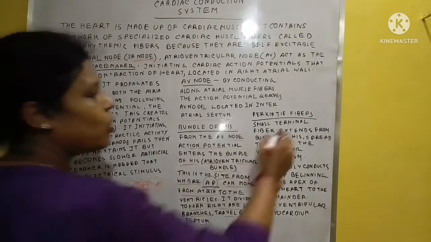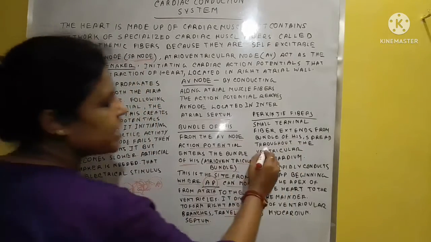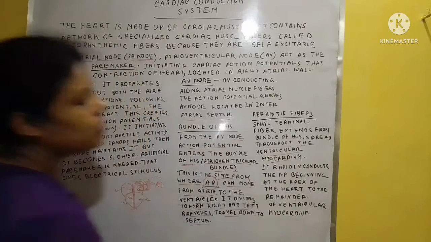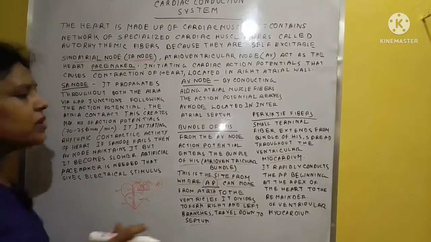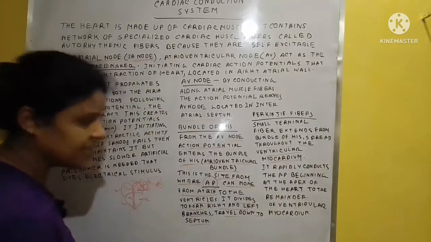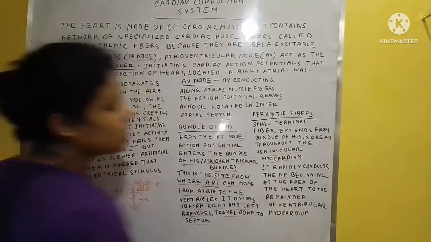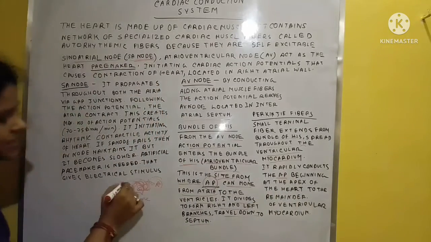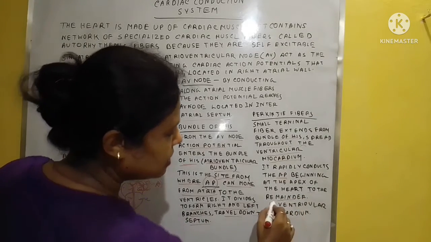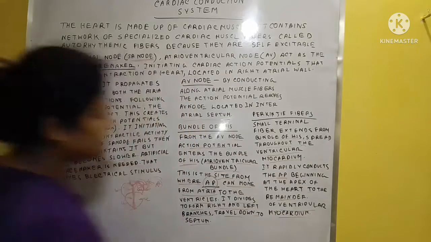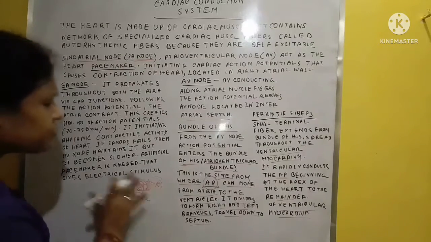Next one is the Purkinje fiber. This is another small terminal fiber that extends from the bundle of HIS, and it spreads throughout the ventricular myocardium. Okay, you can just say the ventricular chamber. And what is the function of this? It rapidly conducts the AP, or the action potential, beginning at the apex. Apex means the heart's apex, to the remainder of the ventricular myocardium. That is from the apex towards the lower part of the ventricles. Clear?